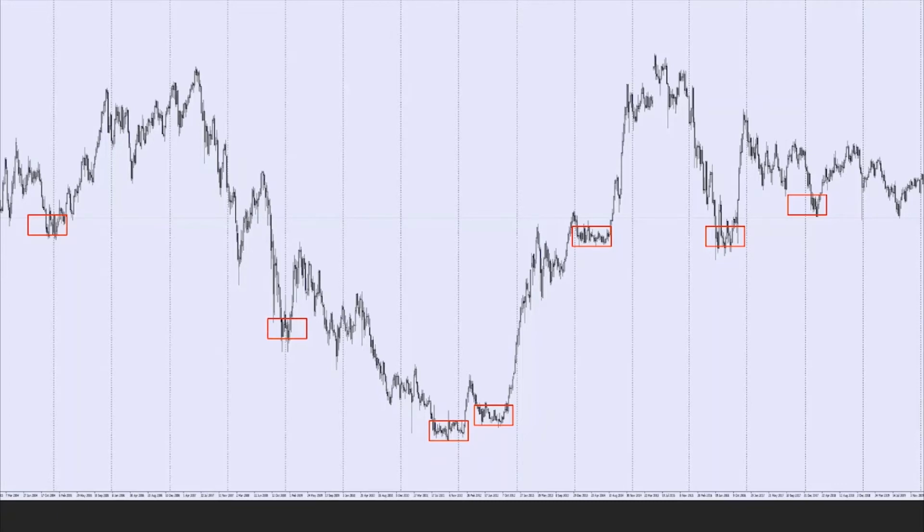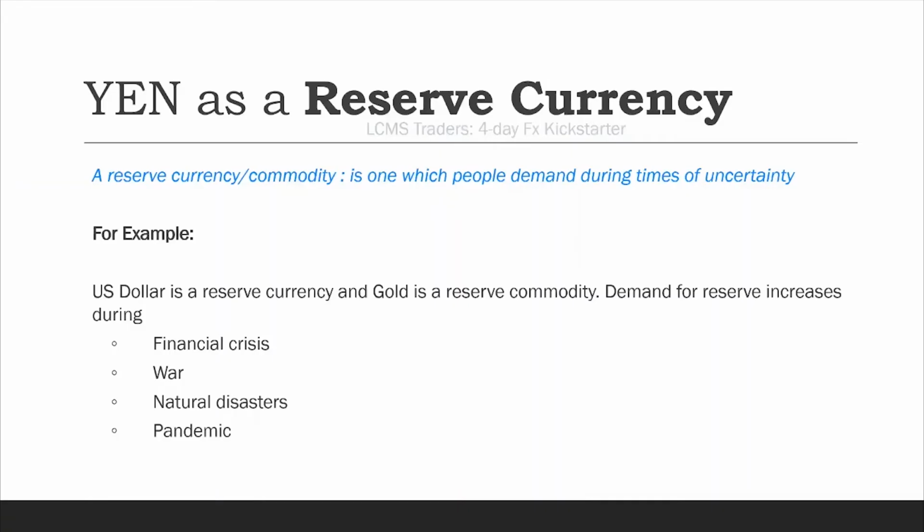This is also another reason why we say that the yen is a reserve currency. Okay, what is a reserve currency? A reserve currency or a reserve commodity is one which people would demand during times of uncertainty. What are reserve currencies? What are reserve commodities? The US dollar is a reserve currency.